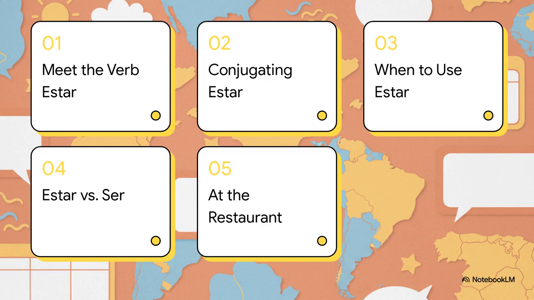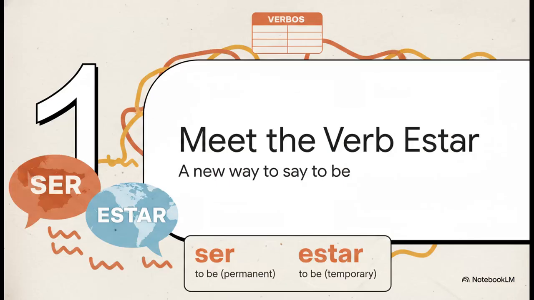Here's our clear, 5-step learning path for today. We're going to meet the verb estar, learn how to conjugate it, figure out exactly when to use it, tackle the ultimate showdown of estar versus ser, and finally, we'll put it all into practice at the restaurant. Section 1. Meet the verb estar.